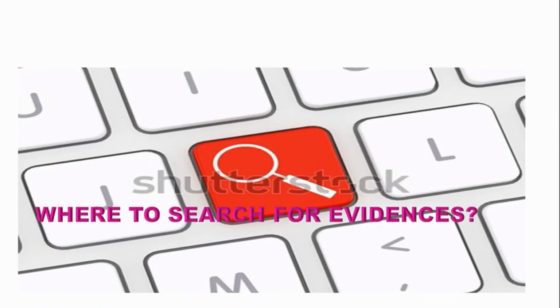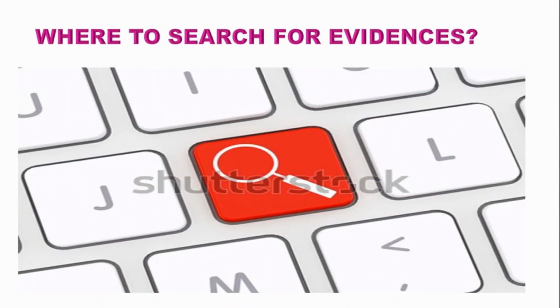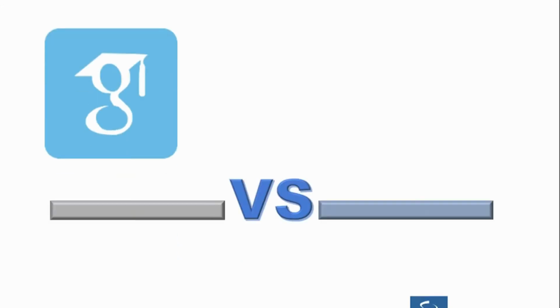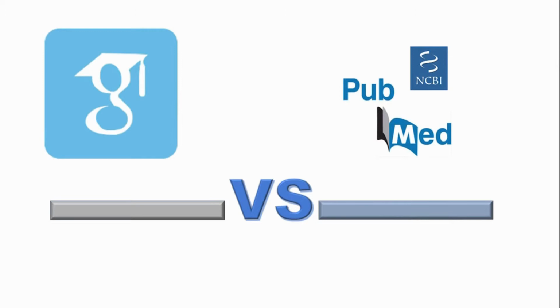Where to search for scholar articles? There are 2 main sources for evidences, a Google Scholar Engine and PubMed academic database. Many studies compared Google Scholar and PubMed. Today we will focus on 4 main differences.